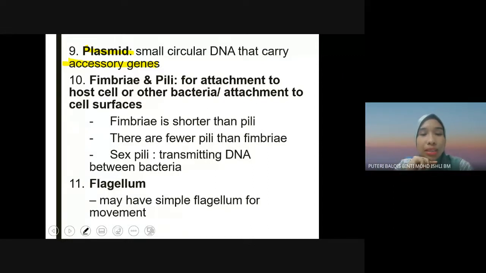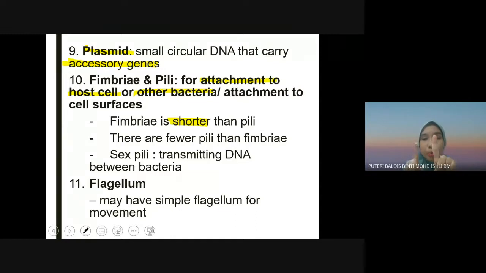And for number 10, it also has fimbriae and pili. Fimbriae is shorter than pili. Pili atau fimbriae ni macam rambut-rambut kecil keliling prokaryotic cell tu. What is the function? For attachment to host cell. Contoh kata kalau dia masuk dalam badan kita, dia nak attach kepada badan kita guna apa? Guna fimbriae or pili. Or it will attach to other bacteria.